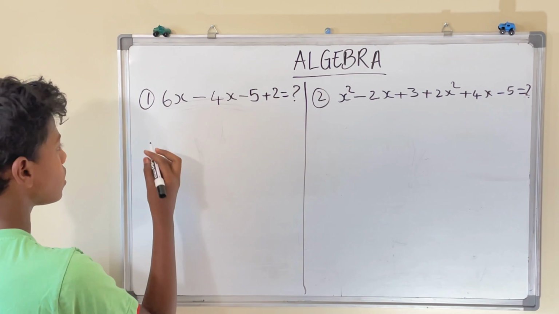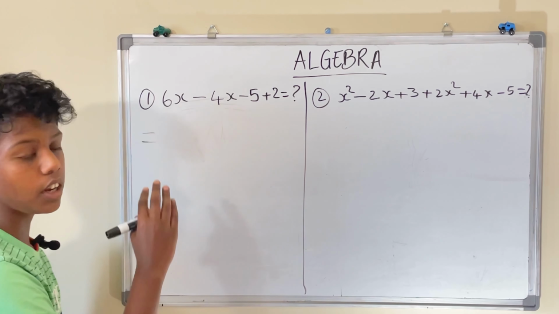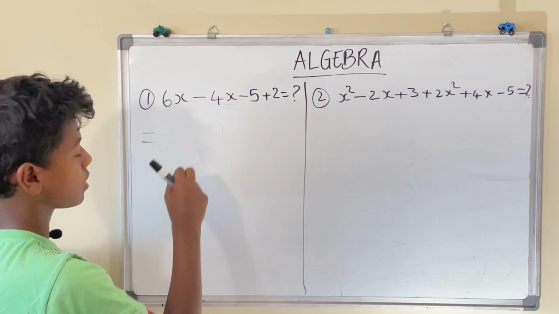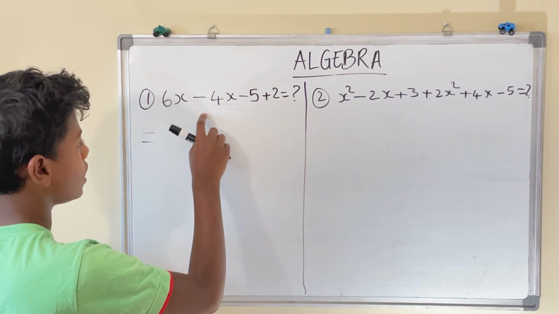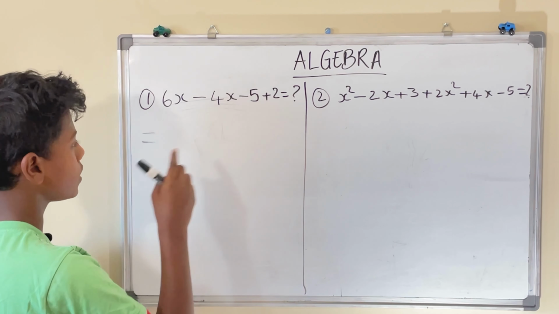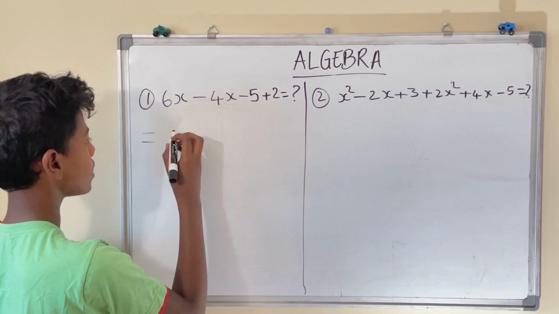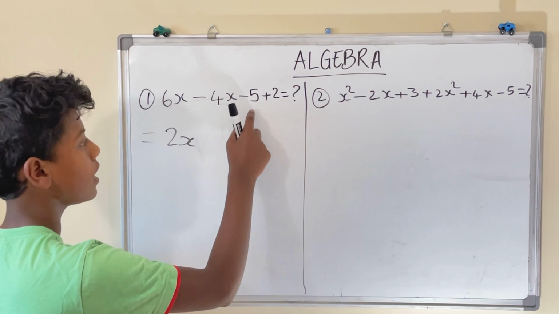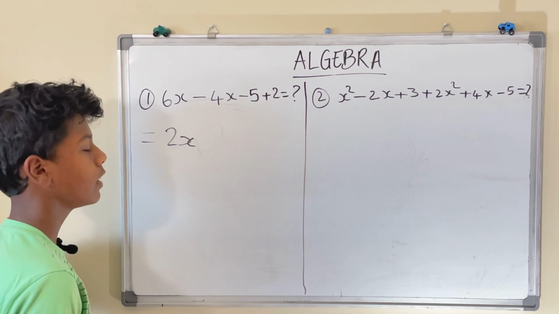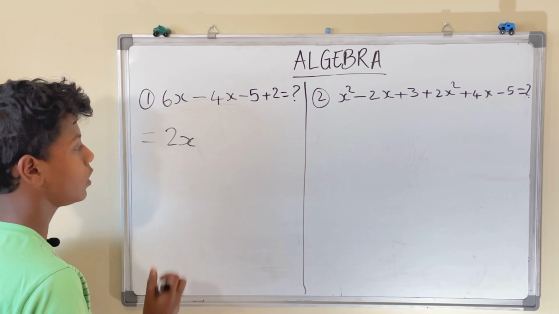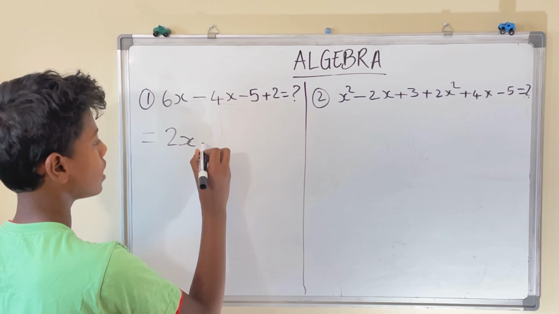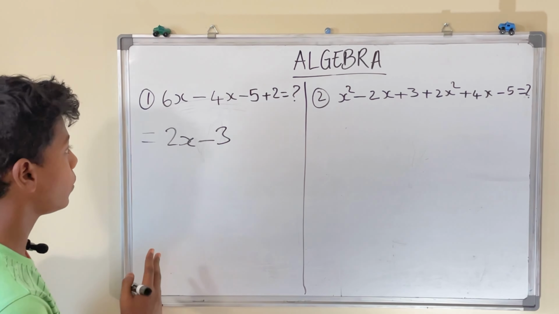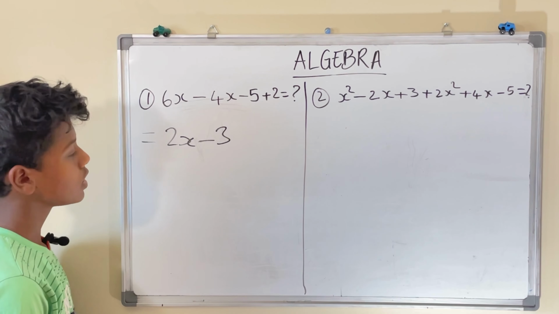So let's do that. We're going to write an equal sign. In this question, what we do first is subtract our x's. So 6x minus 4x. 6 minus 4 is 2, so 6x minus 4x is 2x. And then negative 5 plus 2 would be negative 3. So that means 2x minus 3. That's our answer for our first simplifying question. It's as simple as that.